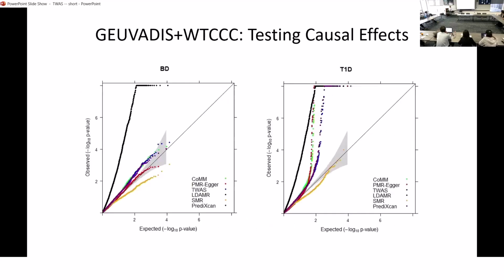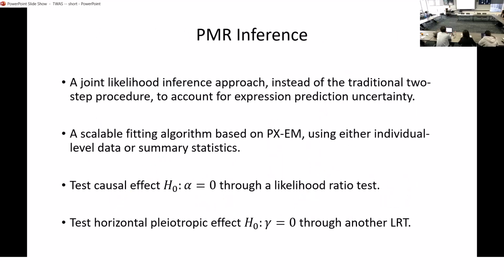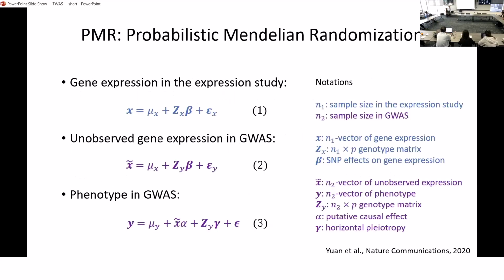I'm wondering if you use summary statistics, how do you perform those likelihood ratio tests? Yeah, that's a great question. It turns out that if you look at the three equations here, the joint likelihood is basically a product of those different likelihoods.